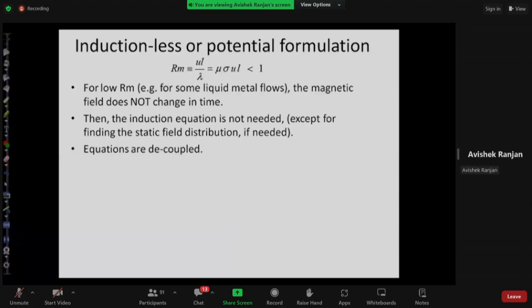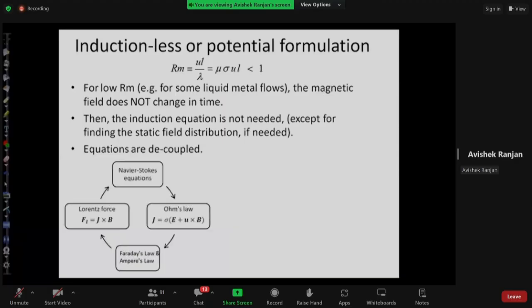Now that is a big advantage, because it's one less equation, and many more variables are reduced, and that lowers your computational complexity. So in those cases, the equations get decoupled. What I mean is that the Lorentz force that is required in Navier-Stokes.